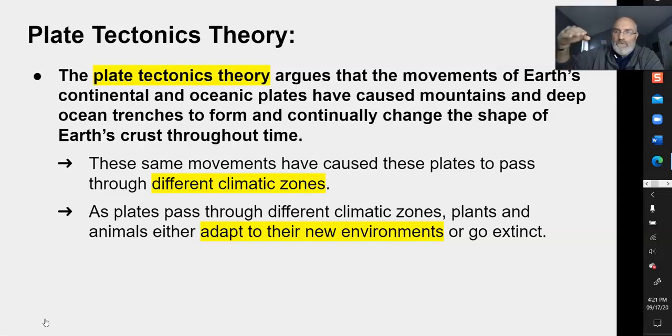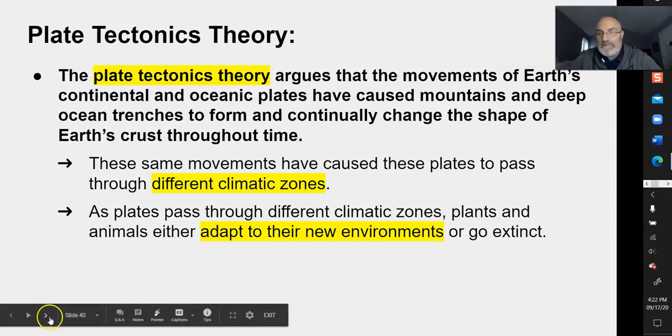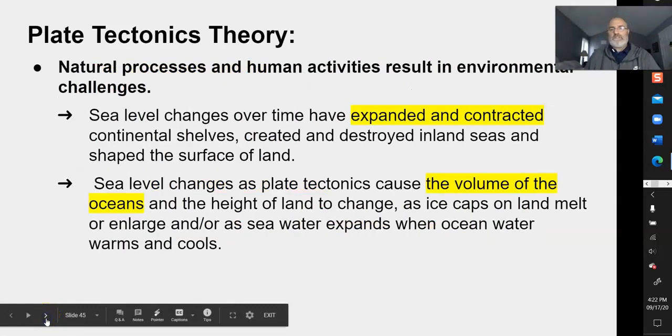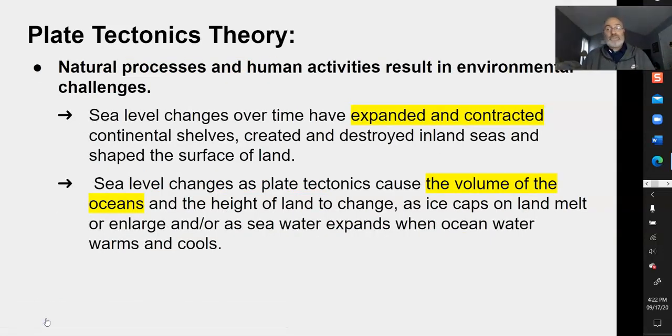So plate tectonics plays a role in evolution. As plates move, they move through different climatic zones, which causes plants and animals to adapt. Thankfully, plate tectonics happens over millions of years, right? Those plates move slowly, so plants and animals have lots of time to adapt. If they moved faster, I'm not sure that plants and animals would have the time to adapt to the new climate conditions.